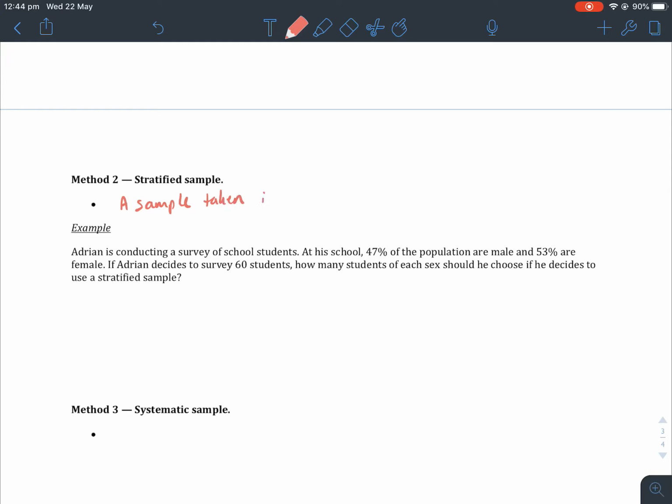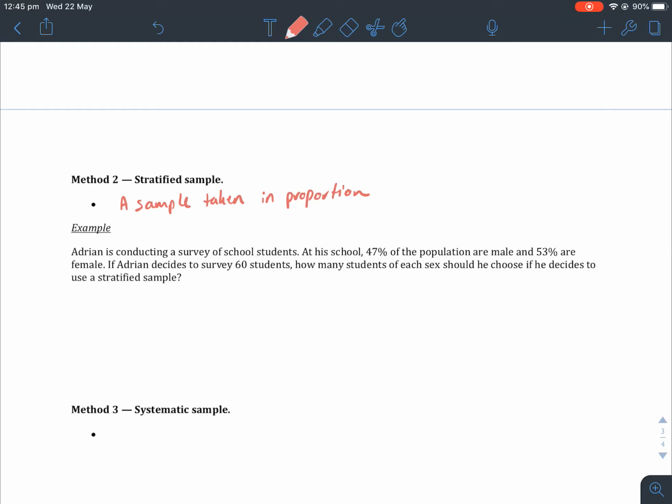A sample taken in proportion. Alright, Adrian is conducting a survey of school students. At his school, 47% of the population are male and 53% are female. So if he decides to survey 60 students, obviously he needs to do that in proportion so that it's fair and representative of who he's surveying. How many students of each sex should he choose if he decides to use this particular method?